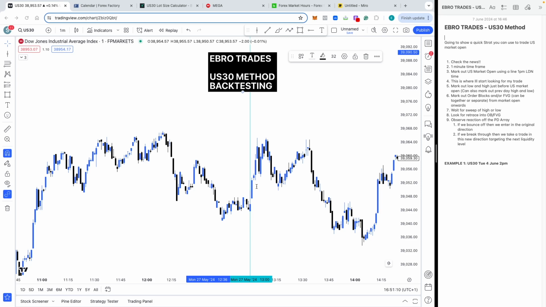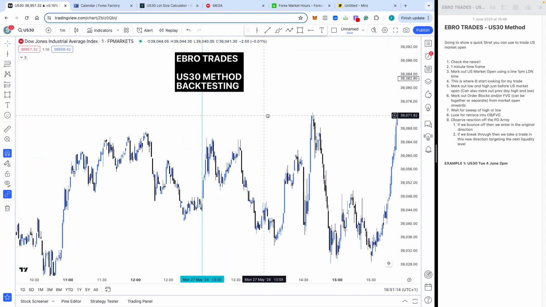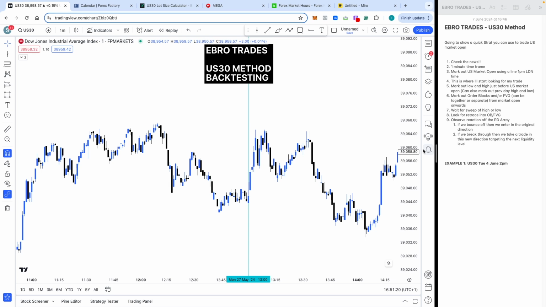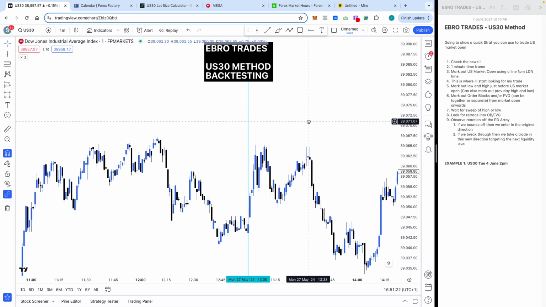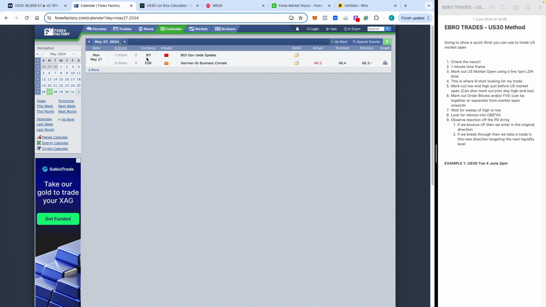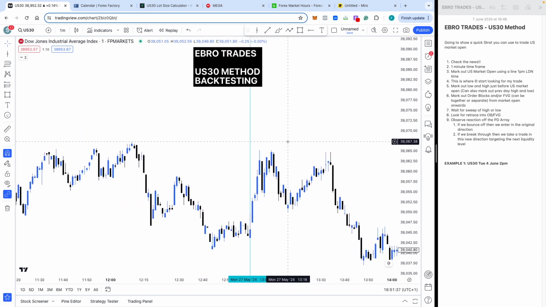So we're on the charts on the 1 minute time frame. I'm going to quickly backtest this strategy on the past week. 90% of these trades are trades I've actually taken because I was trading this week. The first thing we do is check the news. We see on Monday the 27th, was there any news? There's news for JPY and for Europe, but nothing really relevant to US 30. So we're not really stressing about the news.